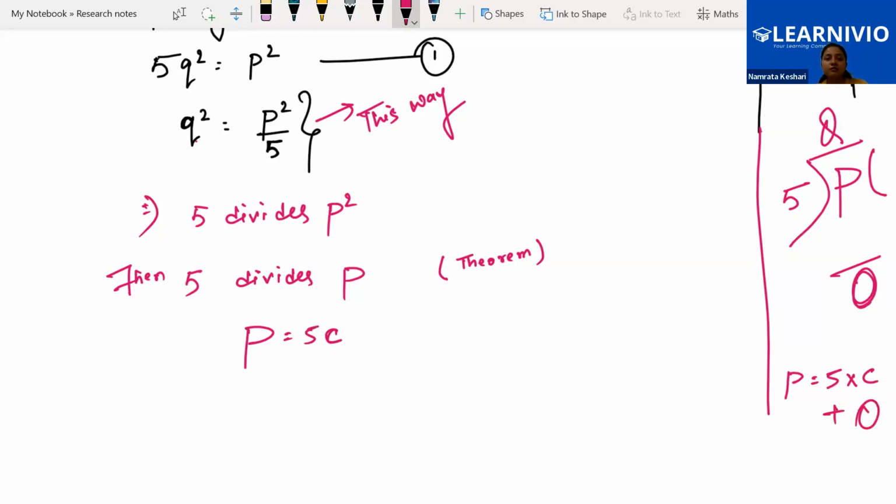Ma'am, where did c come from? C is a factor of p. Yes, okay, what did you say? Is c a factor of p? Yeah, we are assuming accordingly. Okay, that c is the factor of p, c is the quotient, whatever you say, it's the same thing. Now this p equals 5c, we are going to substitute in our equation number 1. Substituting.